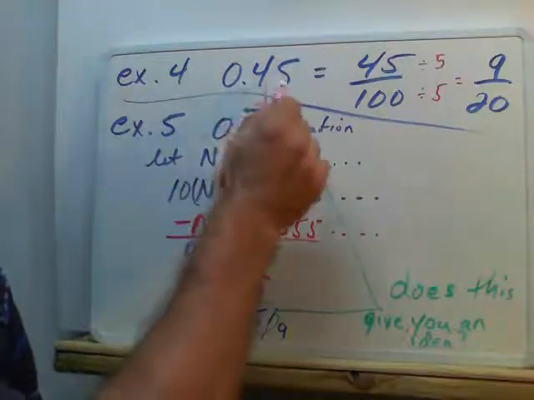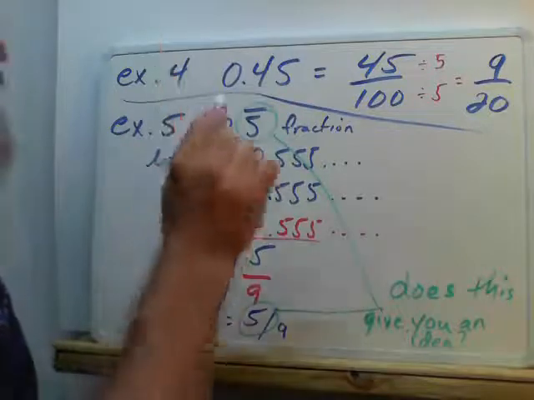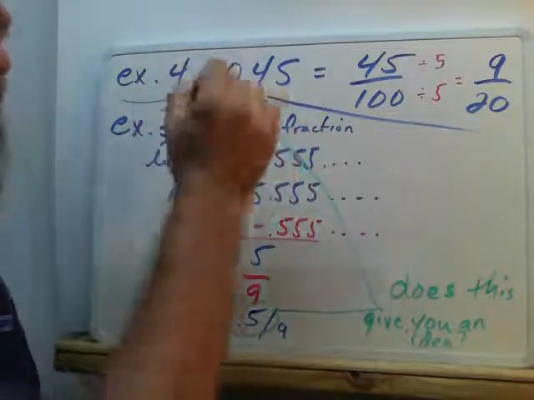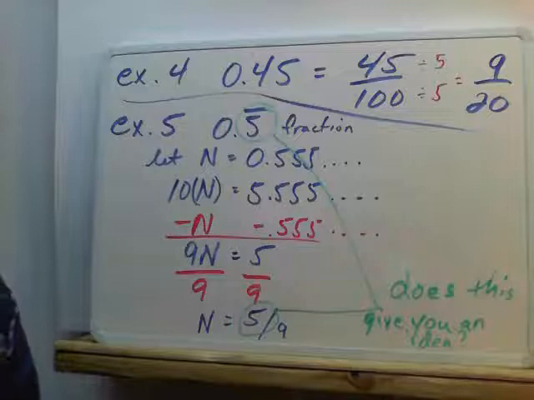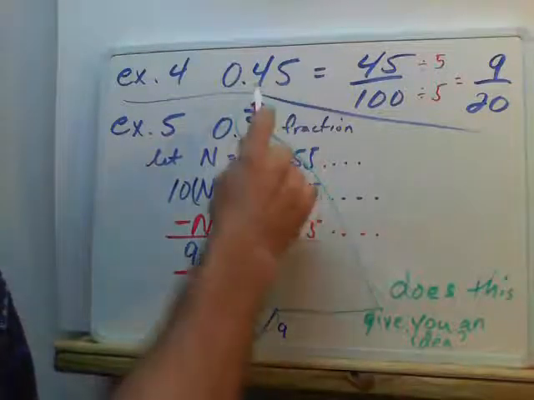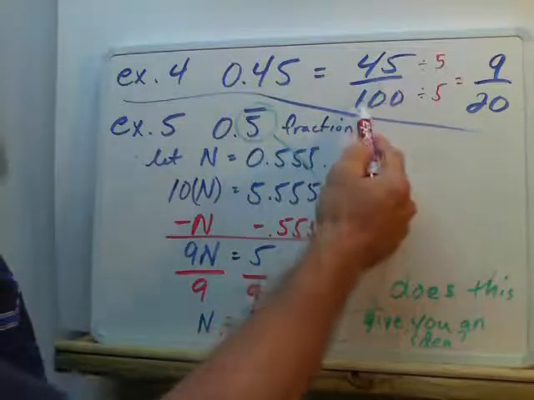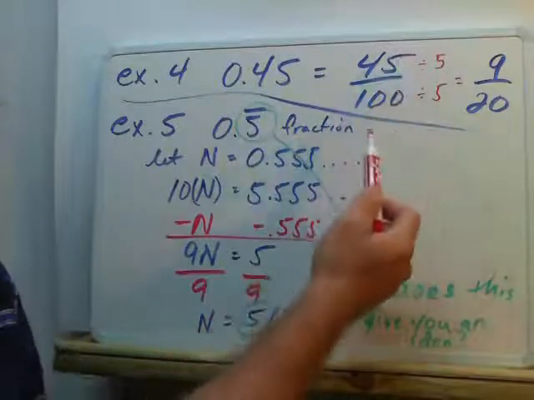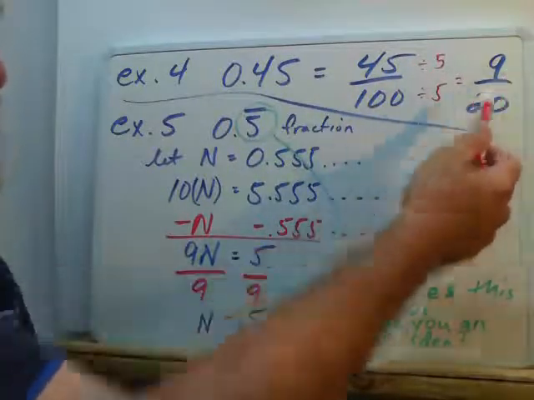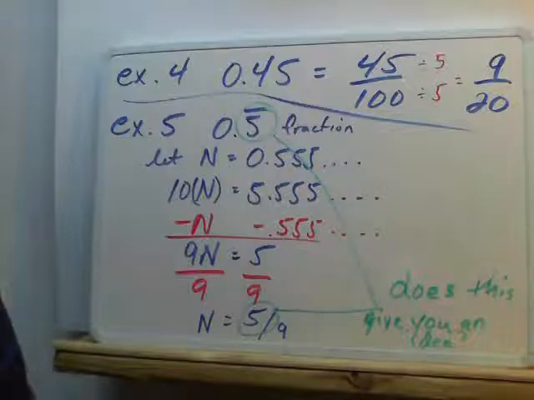Example number 4. We have 0.45. That's why it's nice to learn to look at numbers like this and say that it is 45 hundredths, not 0.45. 45 hundredths, write it as a fraction, 45 over 100. I can see right away they're both divisible by 5, and I get 9 over 20.